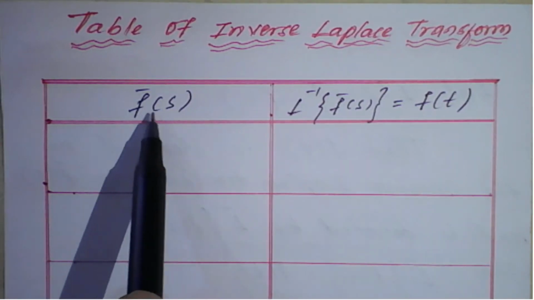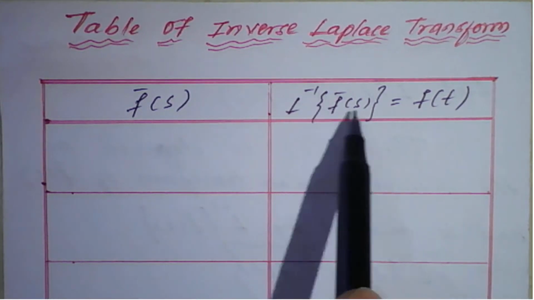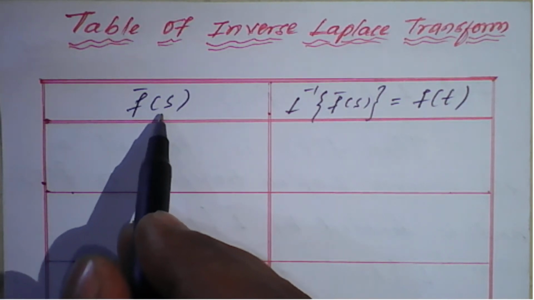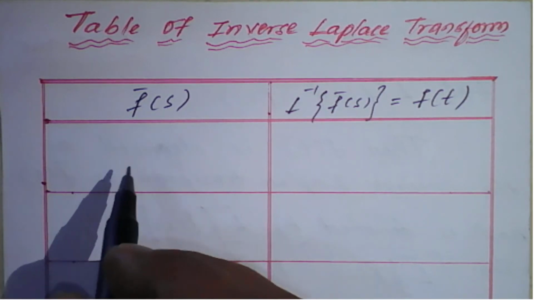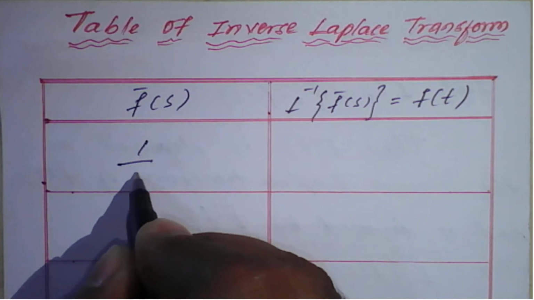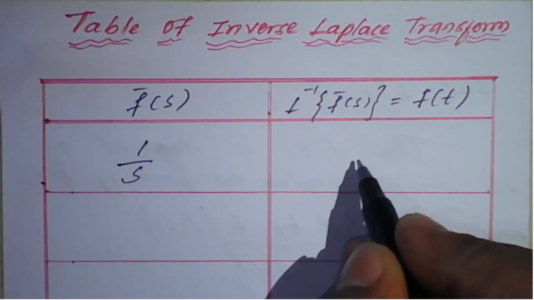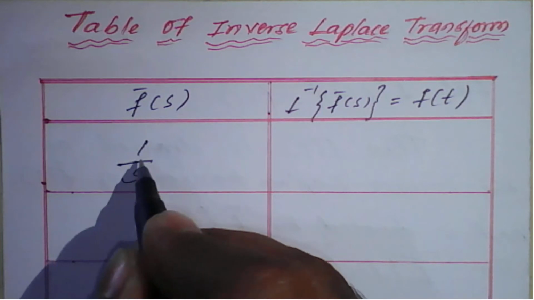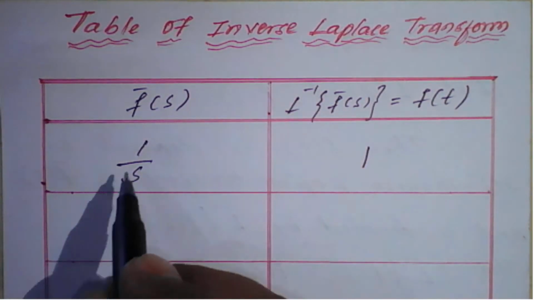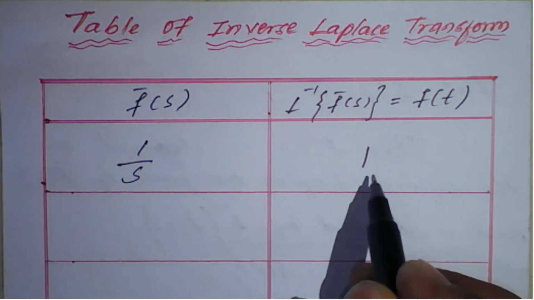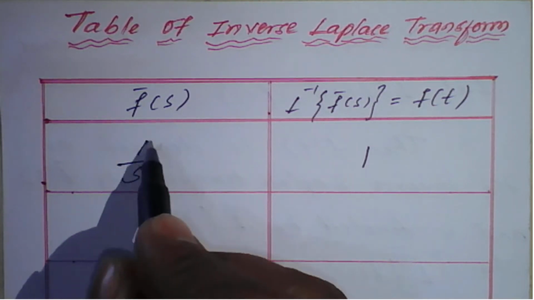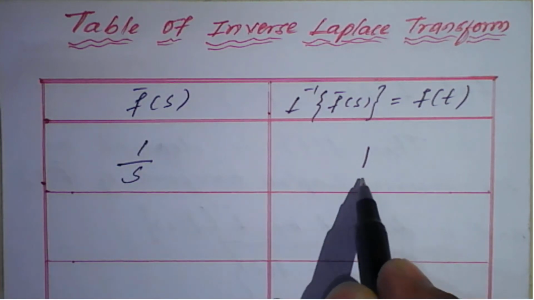So we have the function F dash of s, and we'll see what resultant we get for the Laplace inverse of this F dash of s. So 1 upon s is the function here. We know that Laplace of 1 is 1 upon s. So the reverse of this is 1. Which means L inverse of 1 upon s is nothing but 1. Or you know that the Laplace transform of 1 is 1 upon s, so the inverse Laplace transform of 1 upon s is 1. First formula.